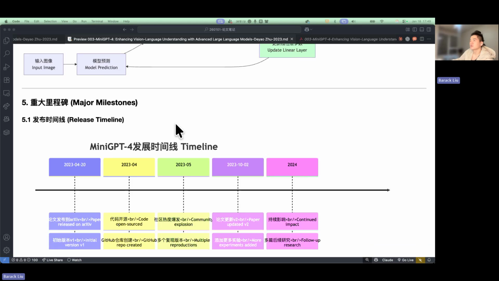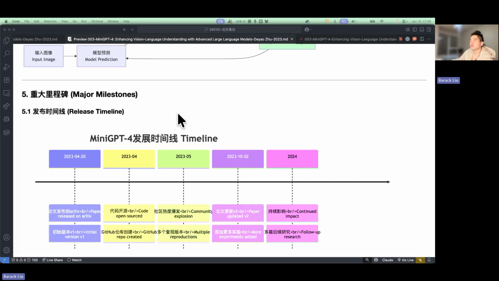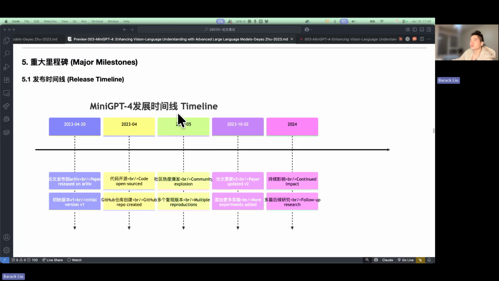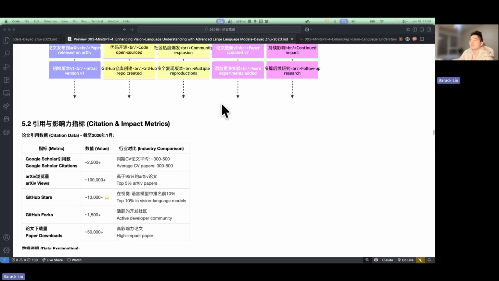Okay. So major milestones. It's really fast, huh? Oh, GPT-4. So this paper is written by the OpenAI team. They publish the paper first, and then ChatGPT-4 is published. Oh, I got you. That's insane.